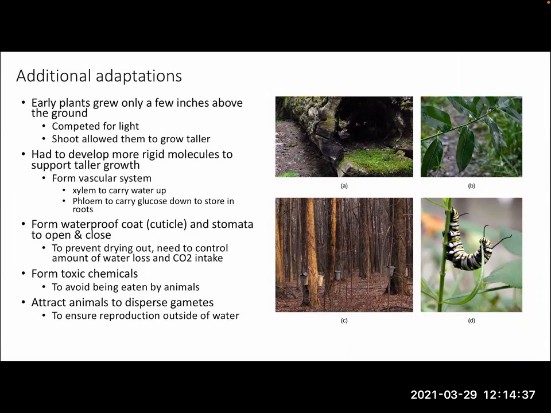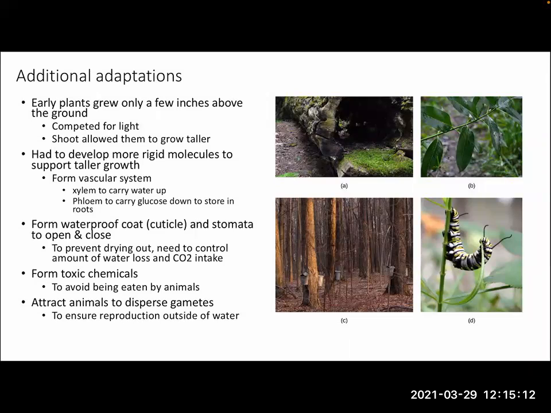One is that you have early plants growing only a few inches above the ground. So this meant that they had to compete for sunlight because they were bunched together, not really growing taller to gain access to increased availability of sunlight. And so the development of shoots allowed them to grow taller and to outcompete those plants that only grew lower to the ground for sunlight.